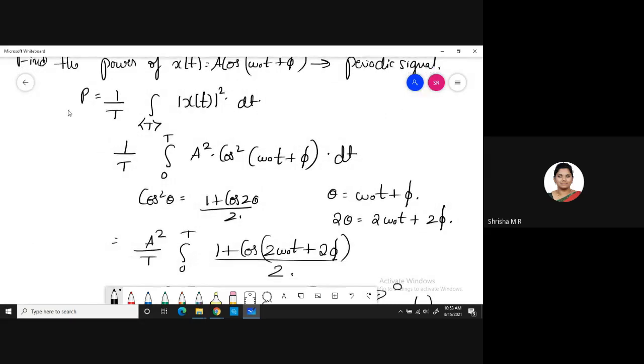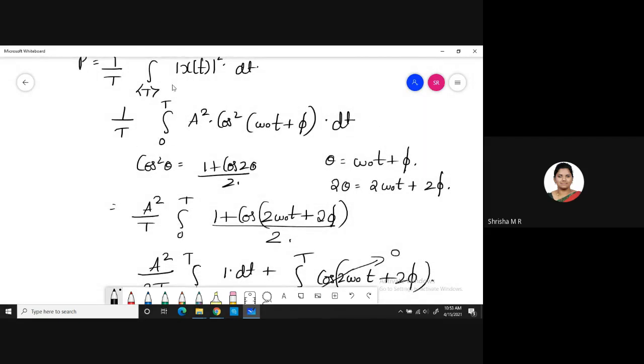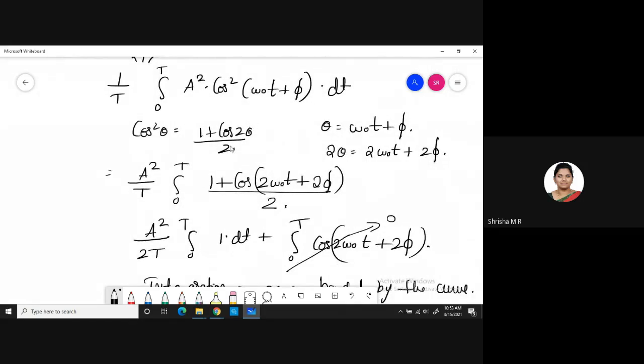The equation for this is P equal to 1 by T integral over the entire period of x of t squared dt. Our x of t is A cos(omega naught t plus phi), a cosine wave with a phase shift of phi. So we have 1 by T integral 0 to T A squared cos squared(omega naught t plus phi) dt. Cos squared theta I can write as (1 plus cos 2 theta) by 2. So it's A squared by T integral 0 to T (1 plus cos(2 omega naught t plus 2 phi)) by 2.